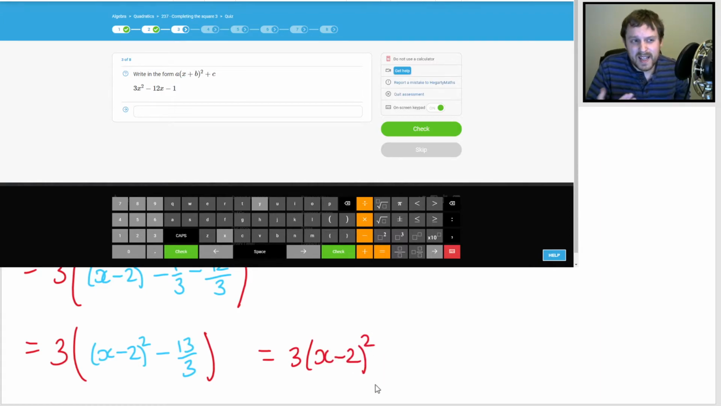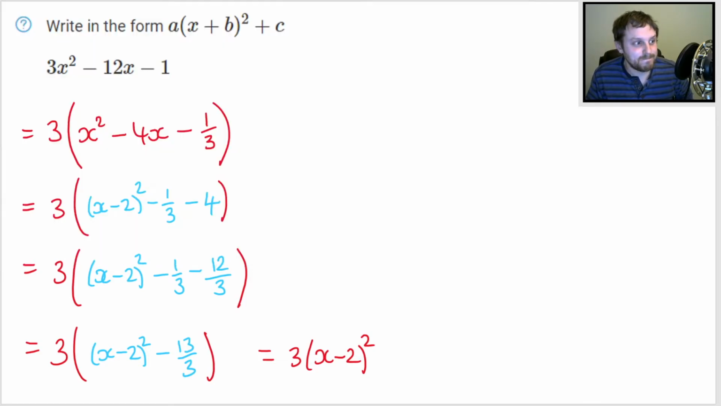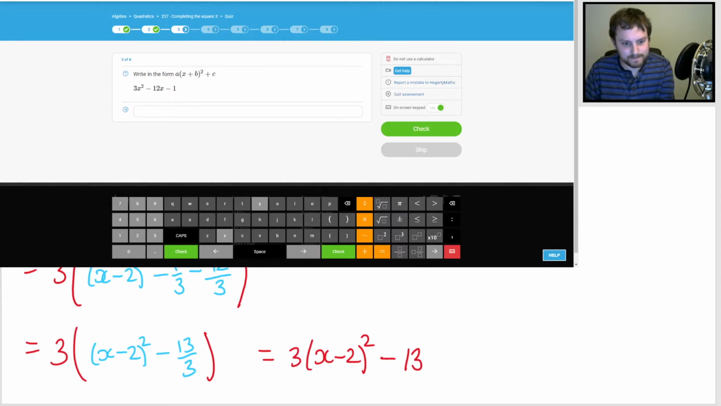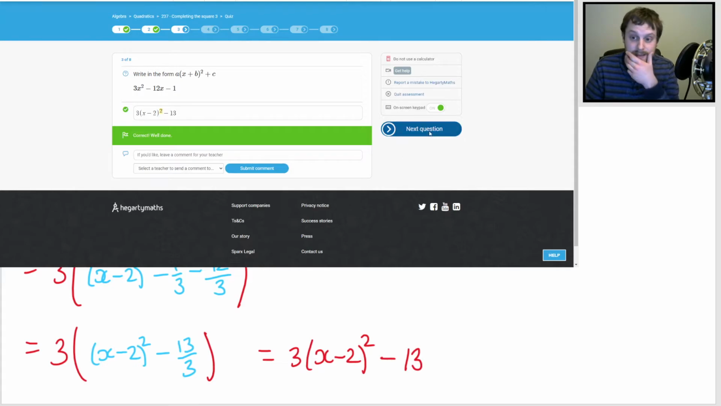If you don't really... You know what I've just realised? You couldn't see that. Okay, well, I'll do another question. Minus 13, right. Let's try this. Now I need it back. Gosh, that's annoying. 3 lots of x minus 2 minus 13. Right, great.